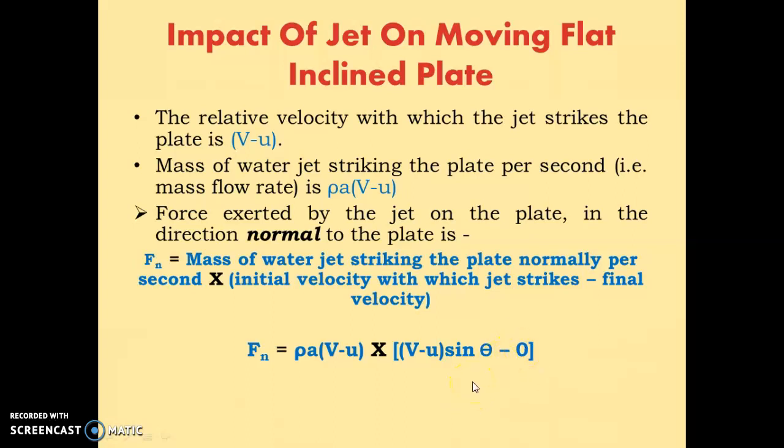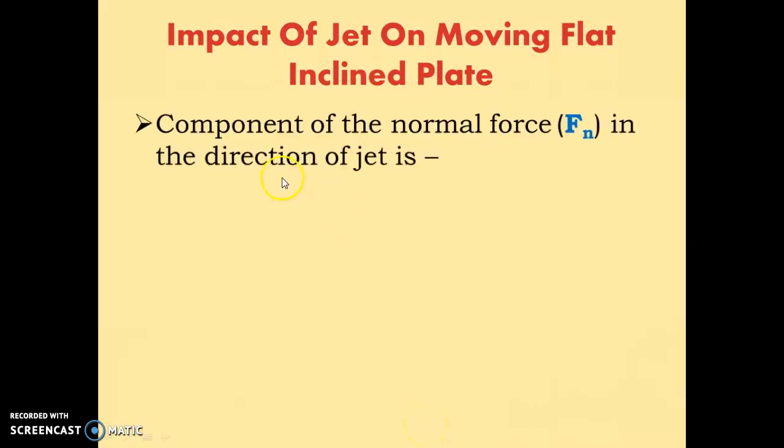The final velocity is 0 because after striking the plate, the jet travels along the plate and does not move forward in the normal direction. So the final answer is that the normal force is equal to rho a (v minus u) multiplied by (v minus u), that is (v minus u) whole square, into sine theta. Now this normal force we can resolve into two components. First is the component of the normal force in the x direction.